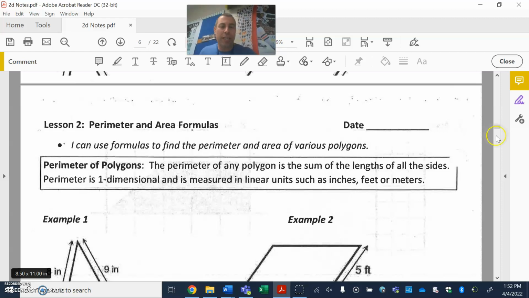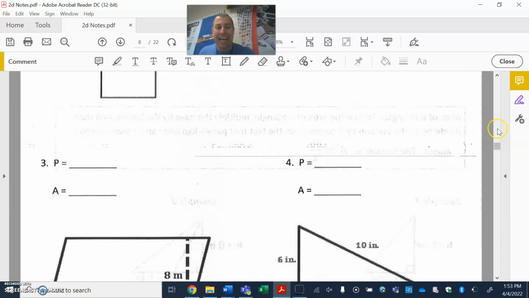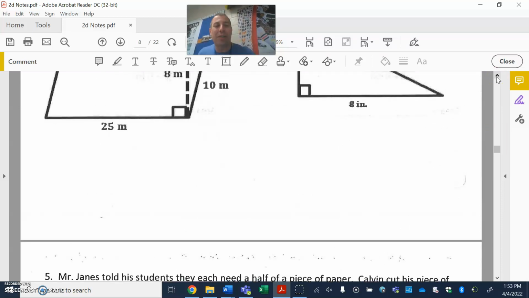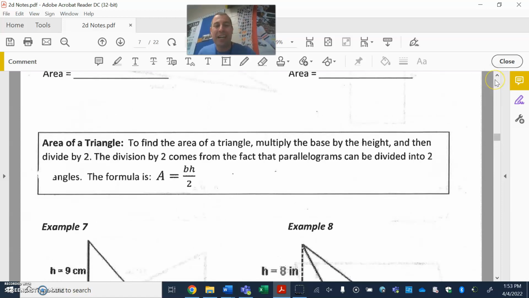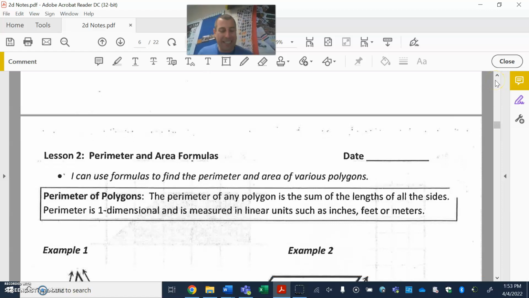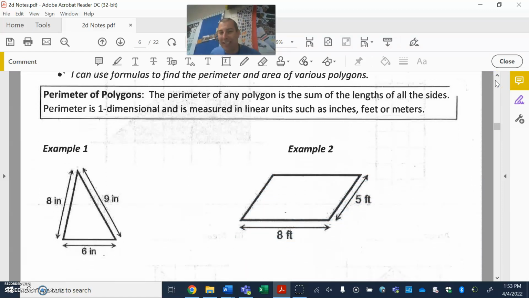The first thing that we do in this lesson 2 is we take a little trip down memory lane. And the idea here is, hey, we're talking perimeter. To deal with perimeter, we're adding up all the sides of a particular shape. So when you look at example 1, it's a triangle. It's got 3 sides. Sorry, I'm looking for my writing tool. And because it has 3 sides, we're going to add the 3 sides together.